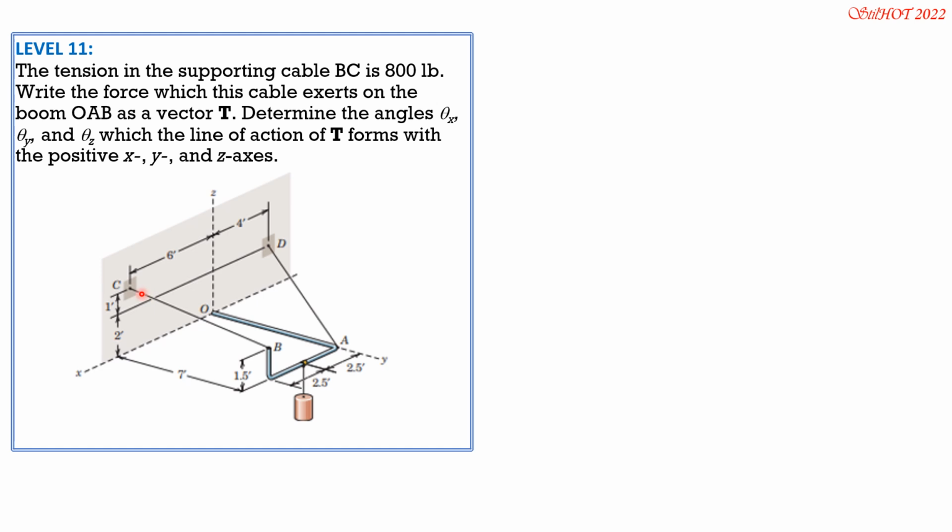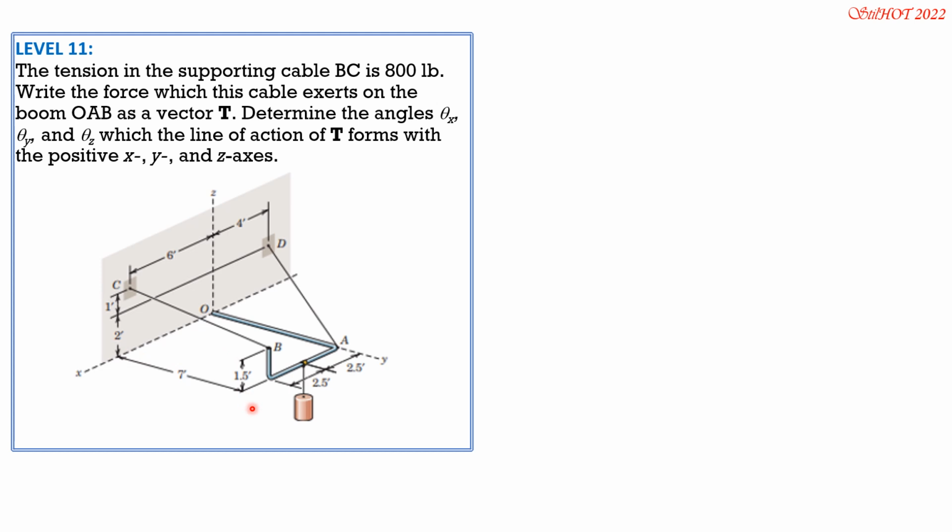So x sub c, because tension is from B to C, x sub c minus x sub b is 6, because this is the x-axis, 6 minus 5, so 1. Y sub c, 0, because c is on the xz plane, minus y sub b, 7, so negative 7. 6 minus 5, 1. 0 minus 7, negative 7. Then z sub c minus z sub b is 3 minus 1.5, so 1.5.